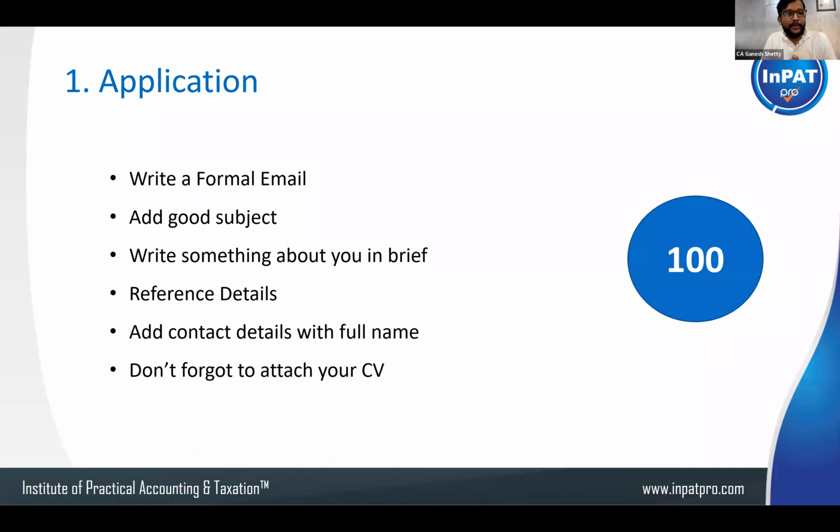It's not just forwarding on WhatsApp. You have to send a formal email. There should be a good subject, and what should the subject heading be? You see the job name, "Application for accountant job / Ganesh Shetty / 2 year experience." Something like that you have to put in the subject line. Write something about you in brief. After that, "Dear sir," and about me briefly, because the CV is attached, right?